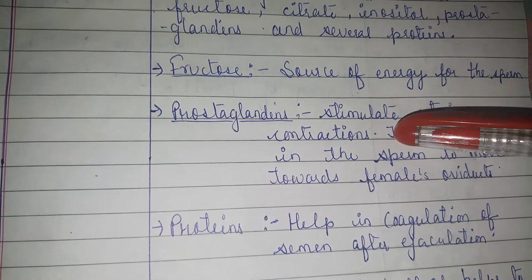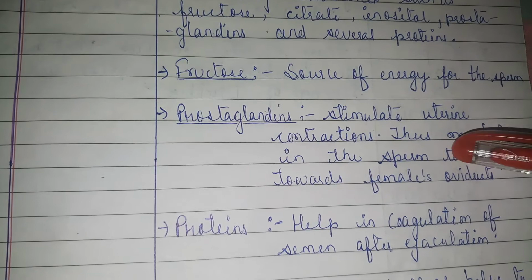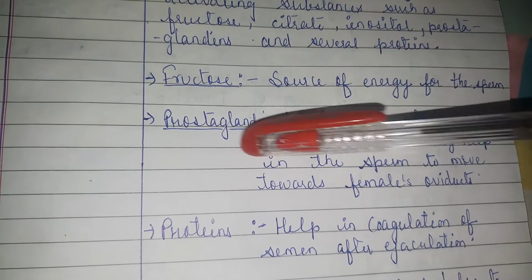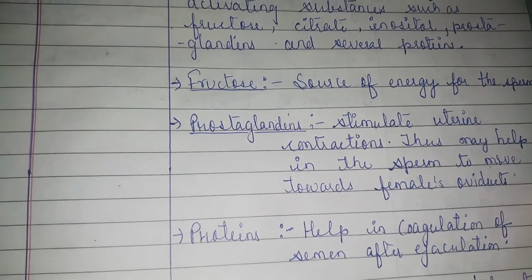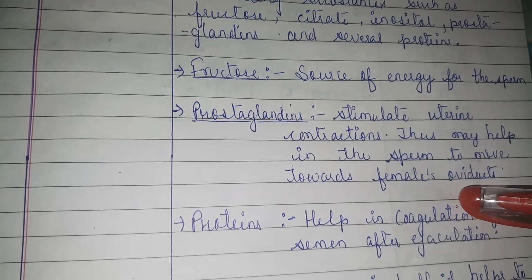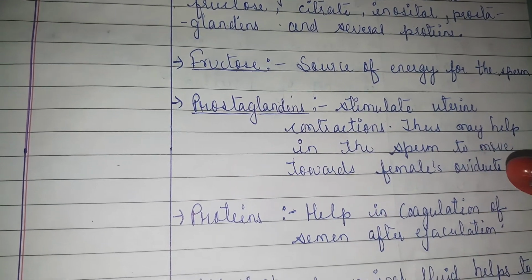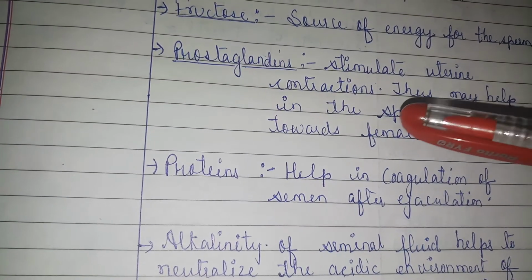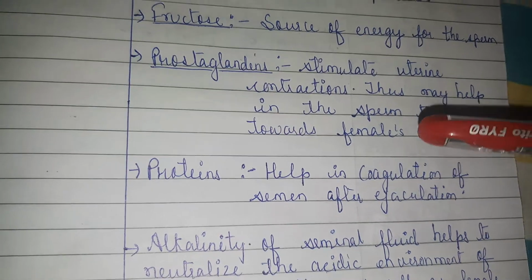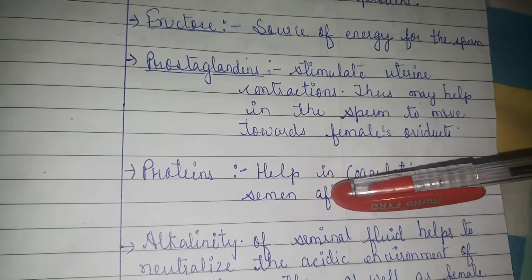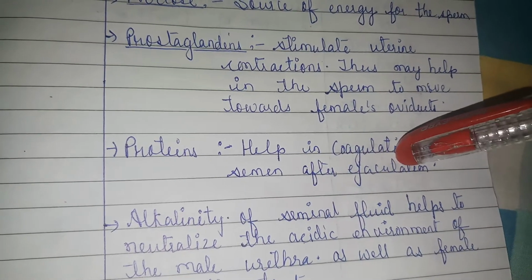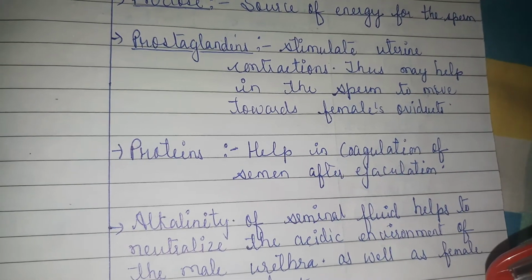Prostaglandin stimulates uterine contraction. Thus, it also helps the sperm to move towards the female oviduct. Actually, prostaglandin is the hormone which helps in uterine contraction, as well as in sperm movement towards the female oviduct. Next is protein, which helps in the coagulation of semen after ejaculation. That is also needed. This protein is quite different from the other coagulating protein which is found in our blood.